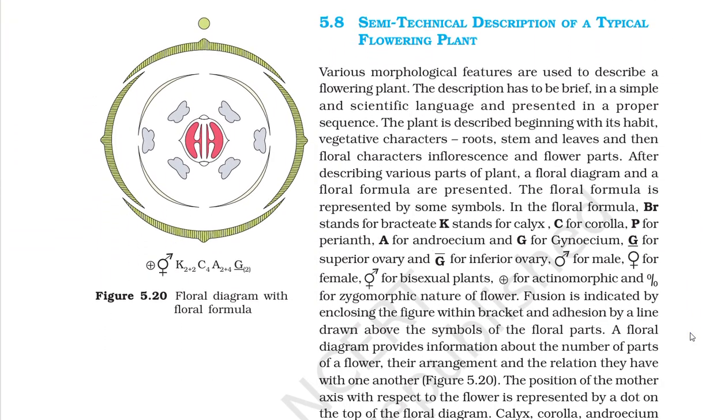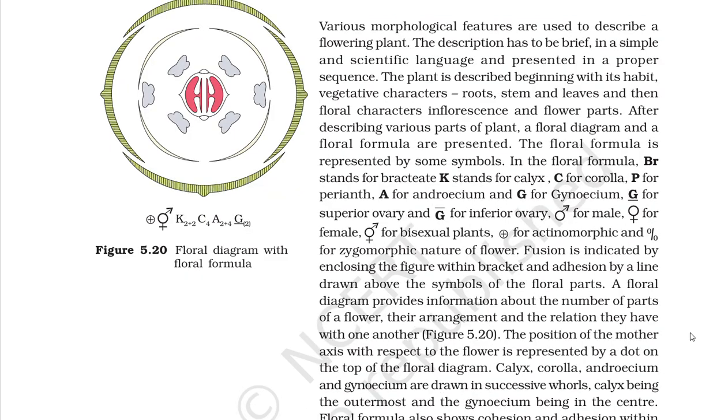5.8 Semi-technical description of a typical flowering plant. Various morphological features are used to describe a flowering plant. The description has to be brief, in a simple and scientific language, and presented in a proper sequence. The plant is described beginning with its habit, vegetative characters, roots, stems, and leaves, and then floral characters, inflorescence, and flower parts. After describing various parts of the plant, a floral diagram and a floral formula are presented.